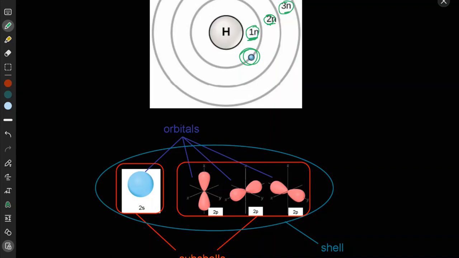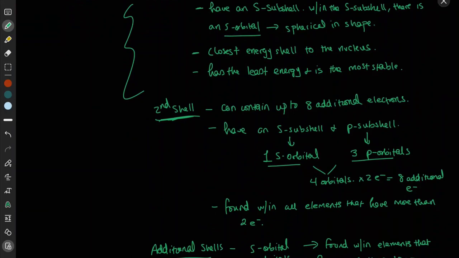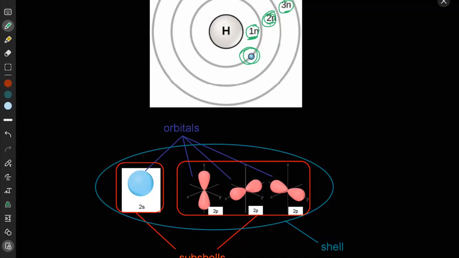So let's look at the second shell. The second shell is going to have 2 subshells, an S subshell and a P subshell, which are going to contain 1 S orbital and 3 P orbitals respectively, for a total of 4 orbitals, right? So let's look at that visually. Here's a good example of the second shell. We're talking about this second shell right here, okay?